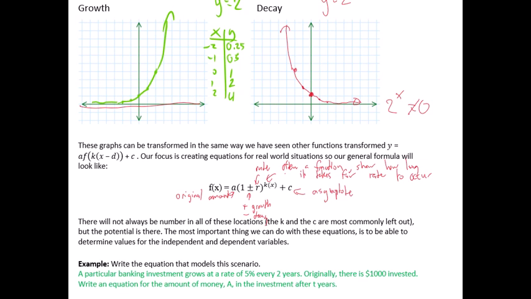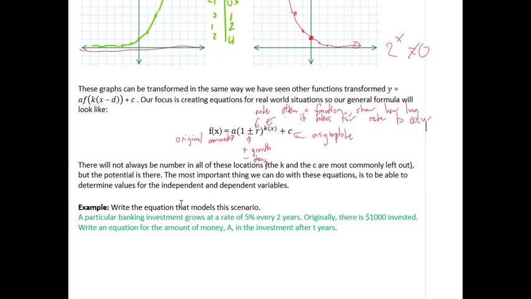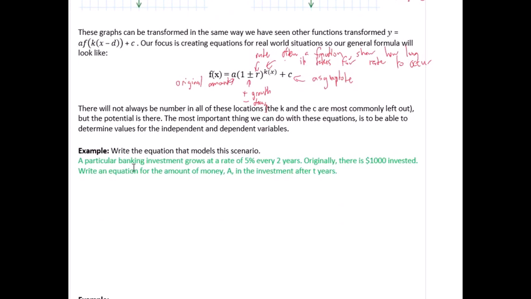And we can see an example of this down below. In this example, we want to write the equation that models the scenario. It says a particular banking investment grows at a rate of 5% every 2 years. Originally, there's $1,000 invested. I'm going to write an equation for the amount of money A in the investment after t years. So we do have some values here. We have the original amount, that's 1,000. This is our a value. We have a rate, that's our r. And then it says here, every 2 years. So this is going to be our k value. Let's see what we're going to do with that in a minute.